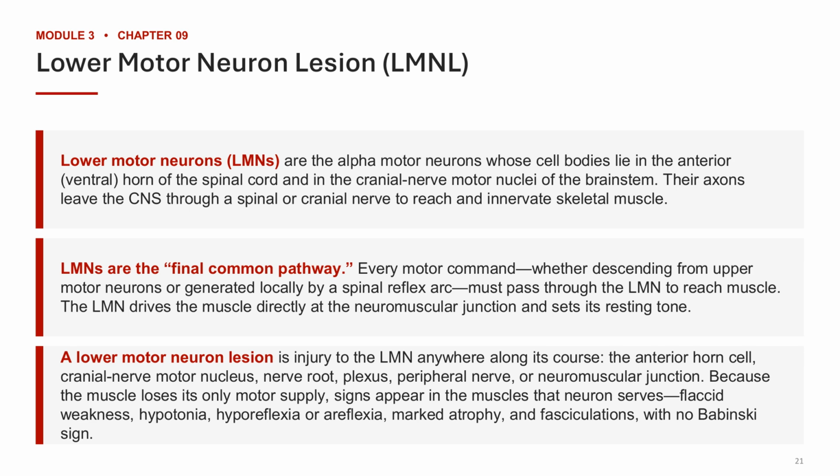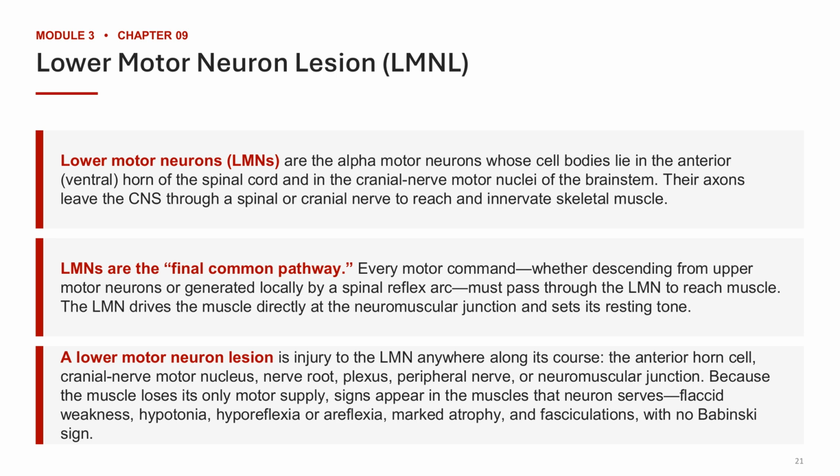Every motor command, descending from upper motor neurons or generated locally by a spinal reflex arc, must pass through this neuron to reach muscle. It drives the muscle directly at the neuromuscular junction, and it sets the muscle's resting tone. A lower motor neuron lesion is injury anywhere along that course: the anterior horn cell, the cranial nerve motor nucleus, the nerve root, the plexus, the peripheral nerve, or the neuromuscular junction.